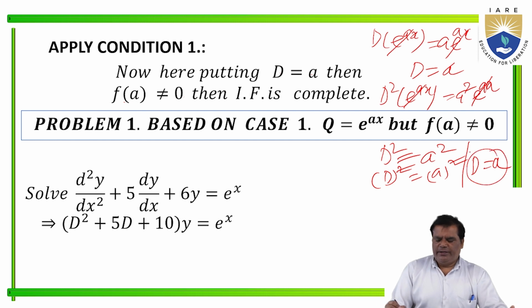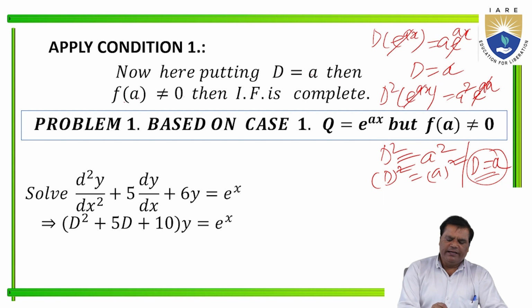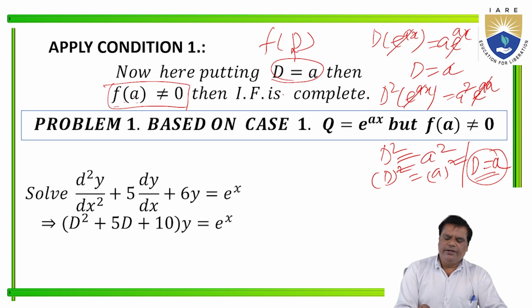If exponential functions are there, then after differentiating we get D equal to a. So putting D equal to a, the condition is that f(a) is not 0. This is f(D), and putting D equal to a, if f(a) is not 0, then integrating, the PI, the particular integral, is complete.